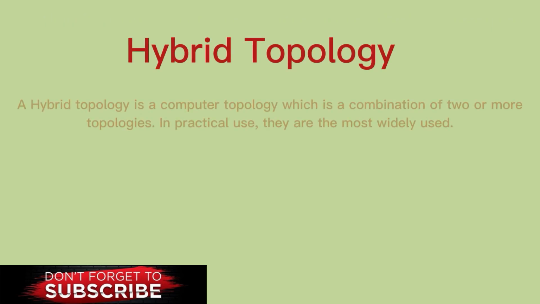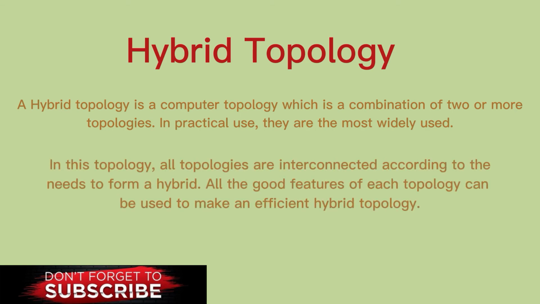Hybrid topology. A hybrid topology is a computer topology which is a combination of two or more topologies. In practical use, they are the most widely used. In this topology, all topologies are interconnected according to the needs to form a hybrid. All the good features of each topology can be used to make an efficient hybrid topology.